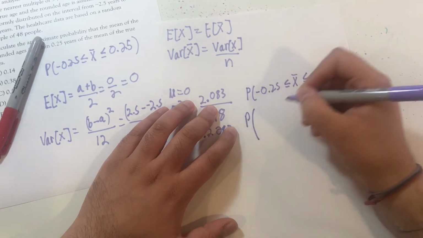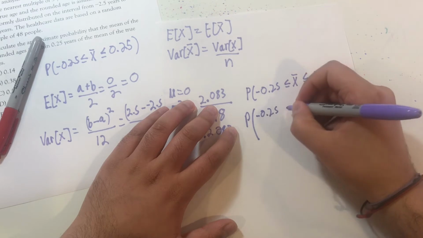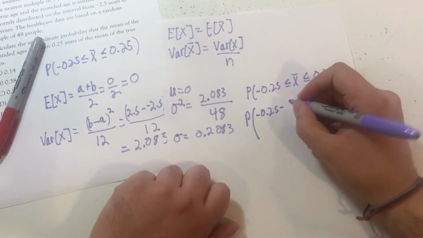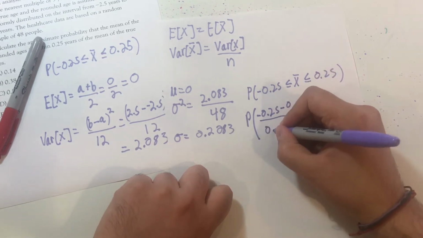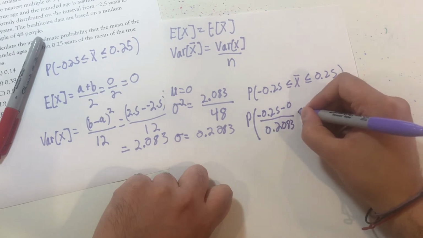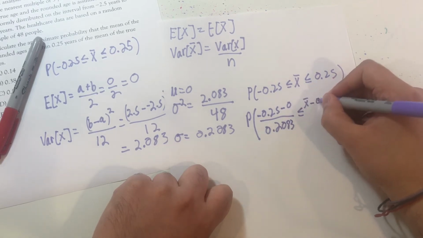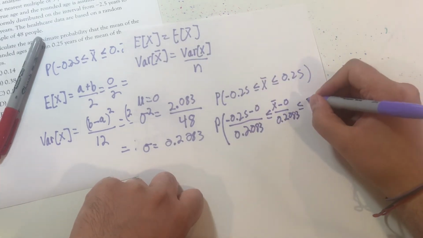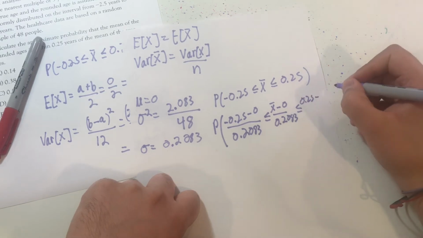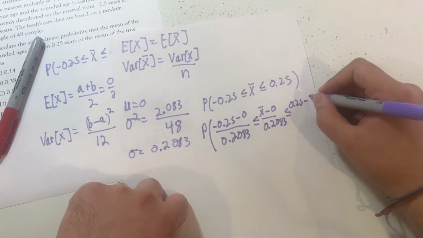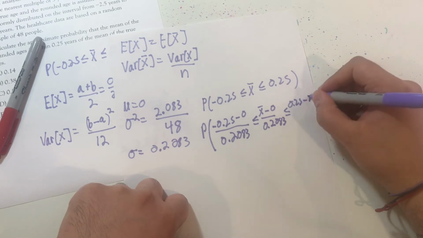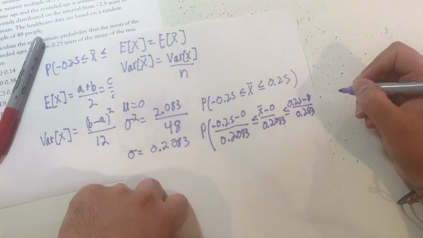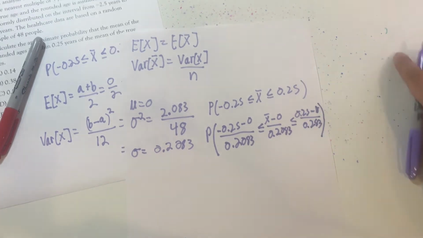And that is now the probability, negative 0.25 minus my expected value, which is 0, over 0.2083 less than x bar minus 0 over 0.2083 less than 0.25 minus 0 over 0.2083. Okay, and I calculate this.